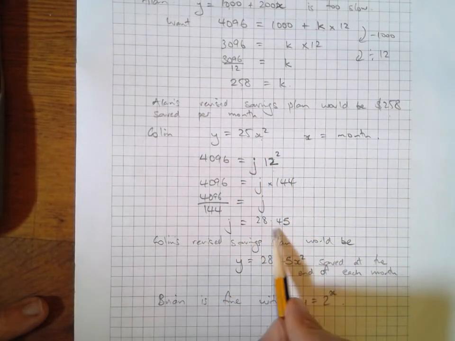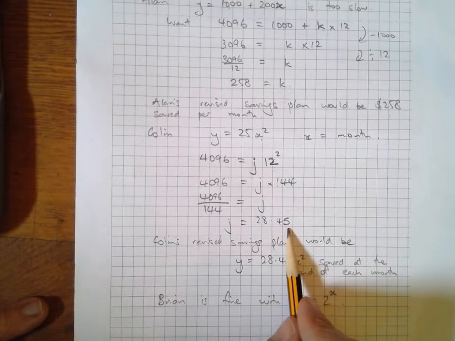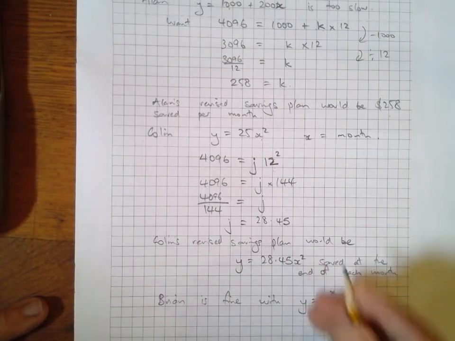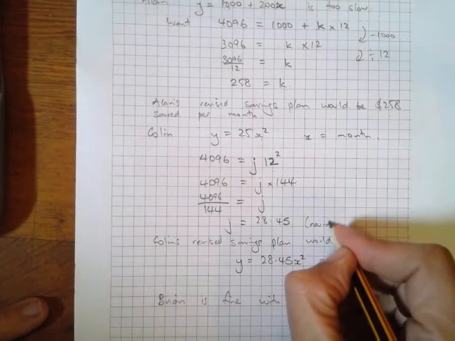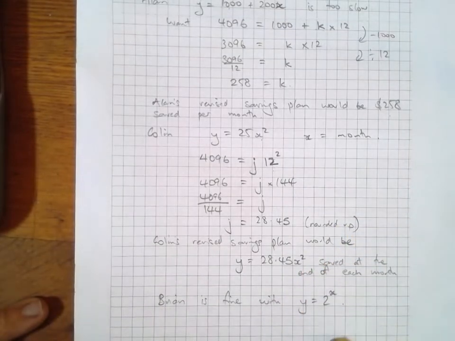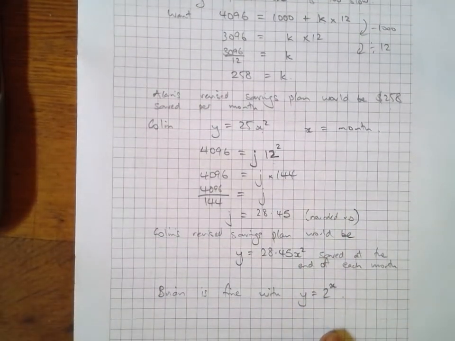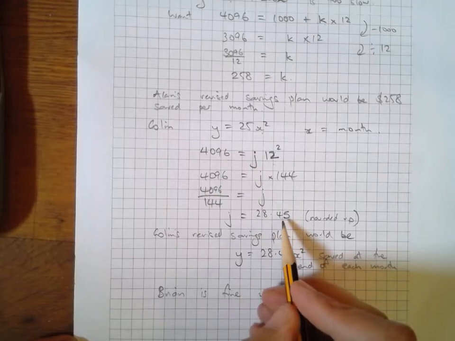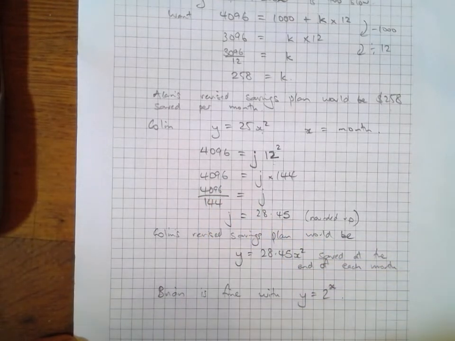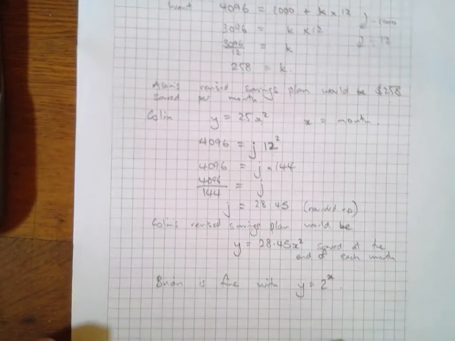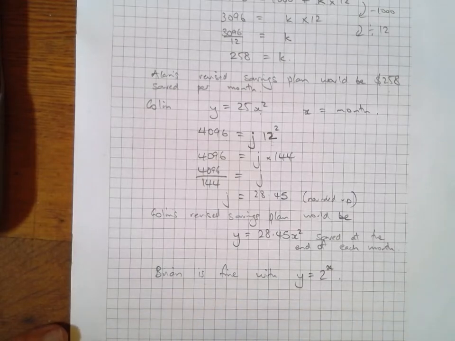We worked through that and found that j was 28.444, and I've rounded that up to make sure that he's going to have enough. If I'd rounded it down to 28.44, he'd come a little bit short of that 4,096. And Brian, we said, was fine.